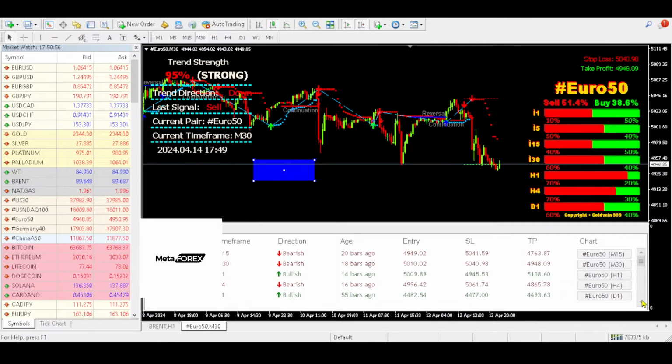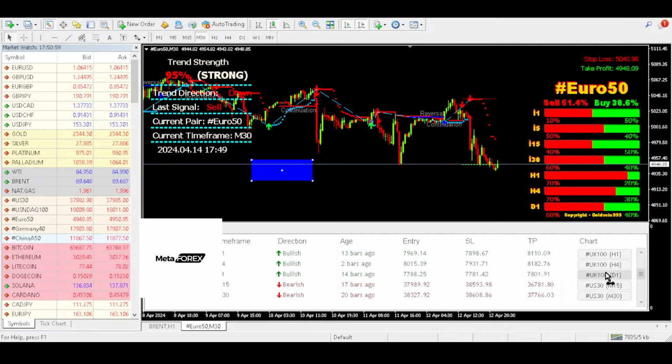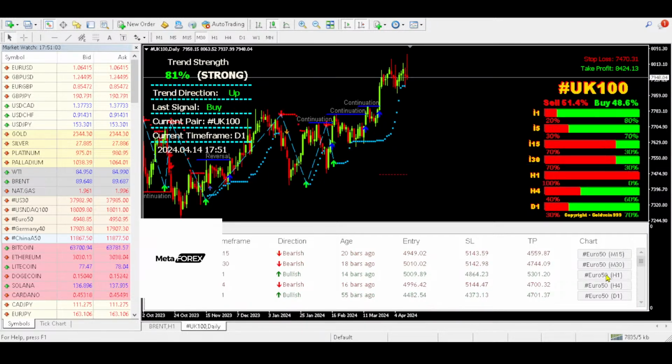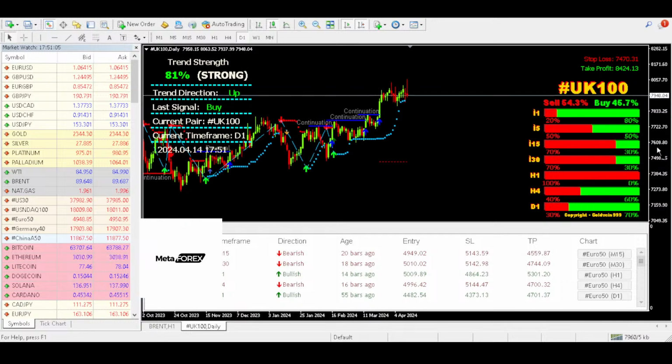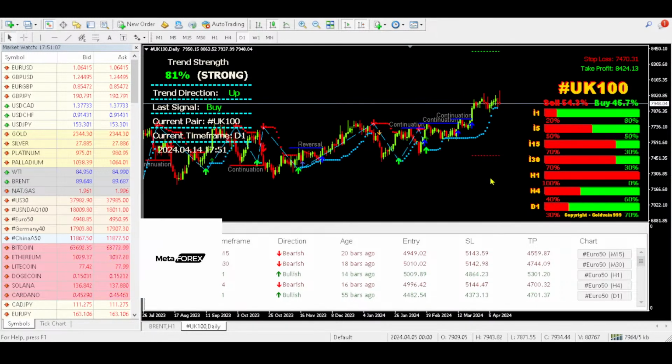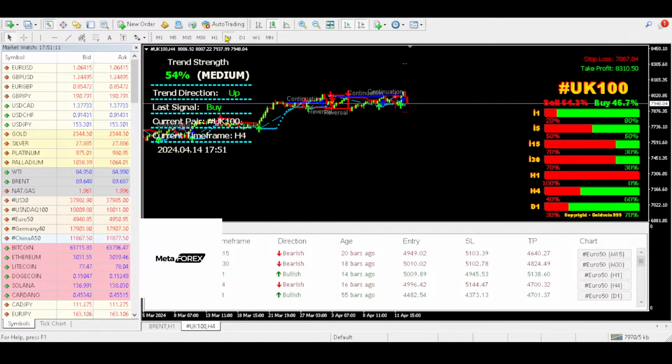Let's see if we can find some buying trades, some buy examples. Just hold on, guys, let's wait for it to load. Here's another example right here. Let's see if we can get a better example on the H4 chart. Okay, now the example is on the daily chart.